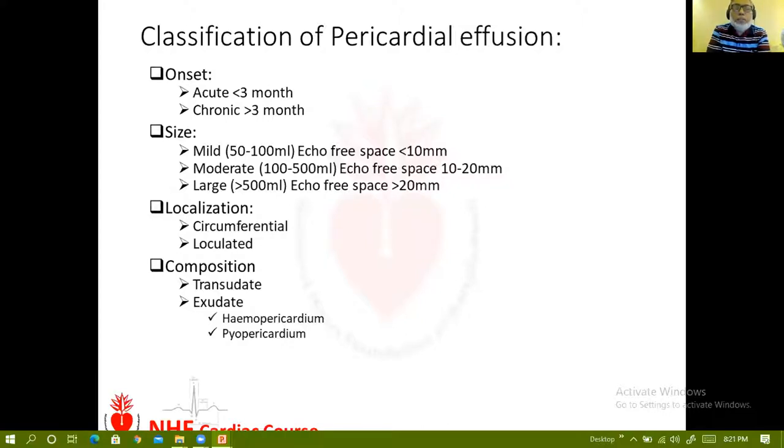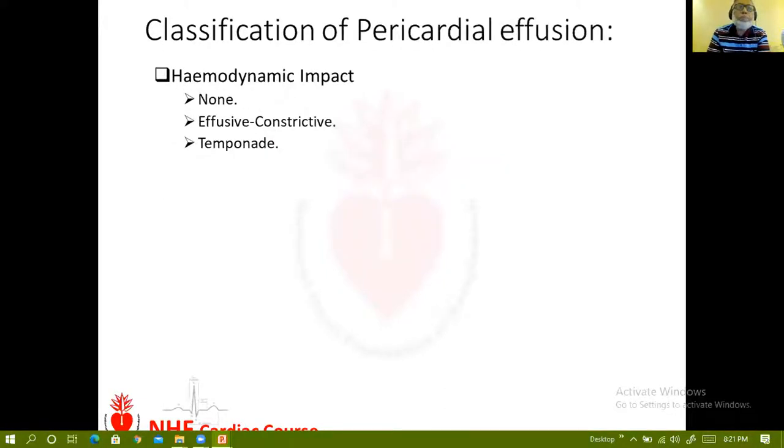According to localization, if fluid accumulates surrounding the heart, this is circumferential; if accumulated along one side of the wall, this is loculated. According to composition, this is divided into transudate and exudate. Examples of exudate are hemopericardium and pyopericardium. Classification on hemodynamic impact has three types: non-effusive, effusive, and tamponade.